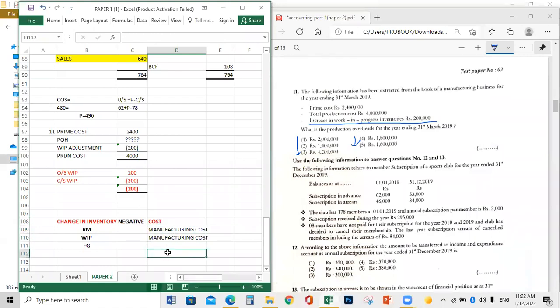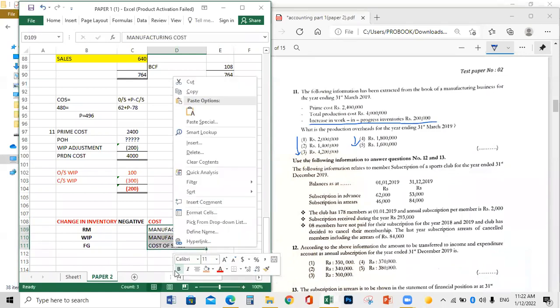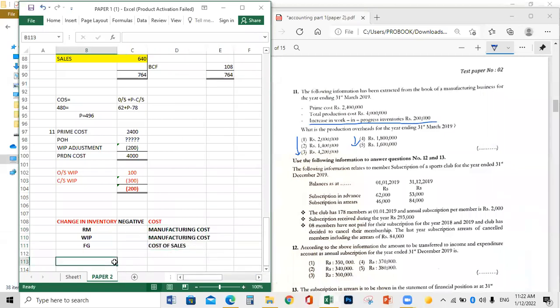Okay, what about finished good? If your finished good is increasing compared to the opening stock of finished good, your closing stock of finished good has increased. Which cost will decrease? Yes, very good. Cost of sales. Guys, because finished good, you don't record it in the manufacturing account, right? Finished good, you will record it in the SOPL. So your cost of sales only will decrease, negatively related.